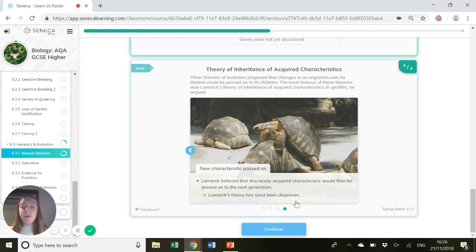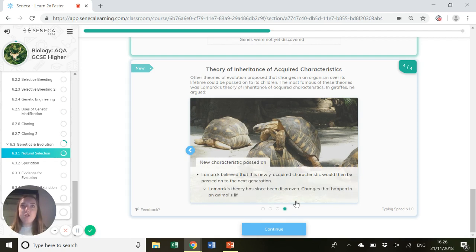But it's actually been proved that Lamarck's theory is not correct. So changes that happen within an organism's lifetime, for example, him saying that the necks got longer within a lifetime, are not passed on to future generations.